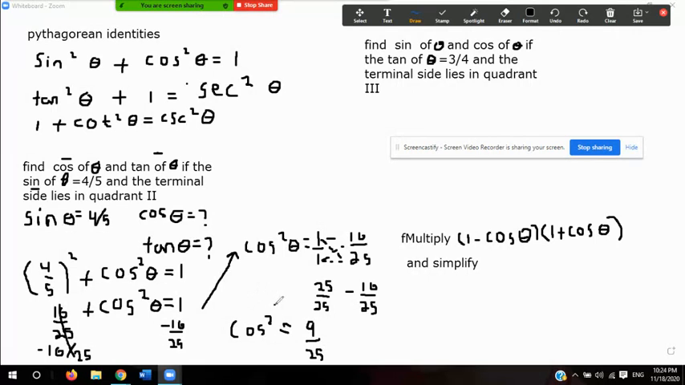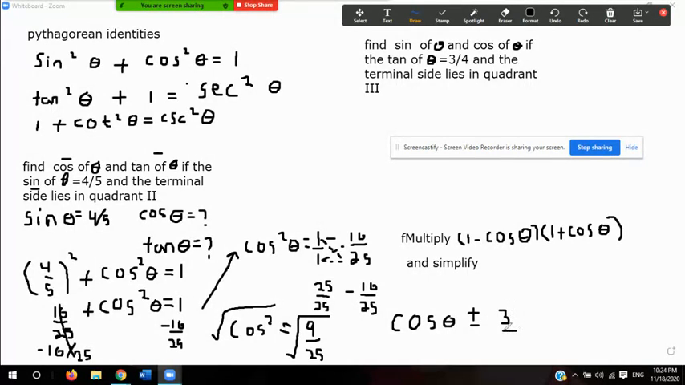And I'm actually going to go ahead and find the square root of the cosine squared. I'm going to find the square root of 9 over 25. And that's going to be that the cosine of theta is going to be plus or minus 3 over 5, because remember that whenever you're working with the square root, you always write your answer as plus or minus 3/5.